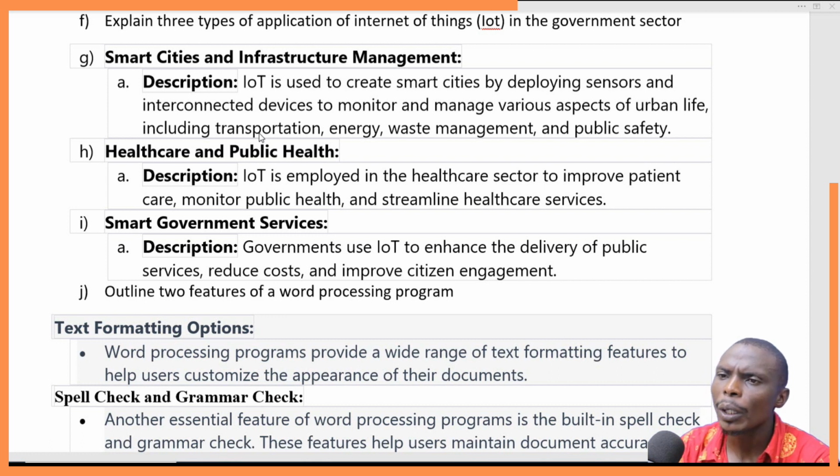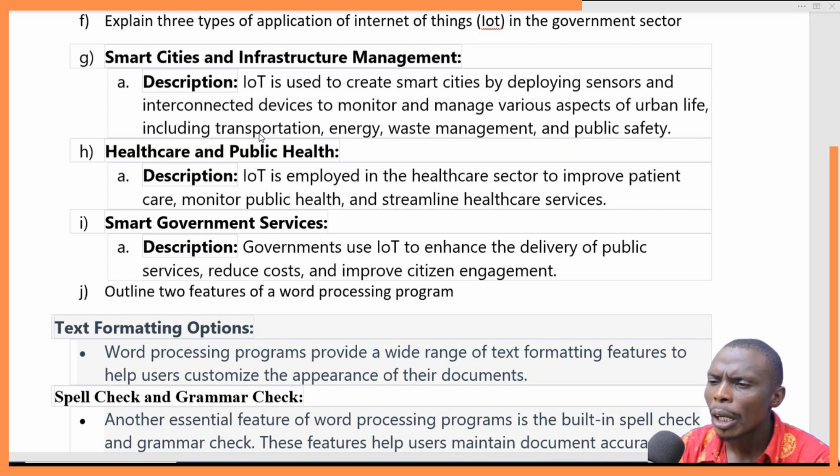So we also have what we call healthcare and public health. So IoT is majorly employed in this healthcare sector to improve patients' care, to monitor public health, and also to streamline healthcare services. We can also talk about smart government services.